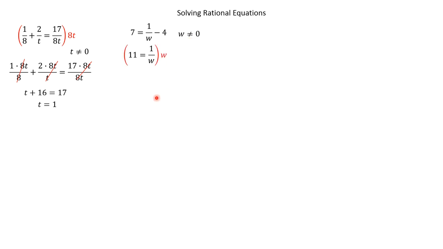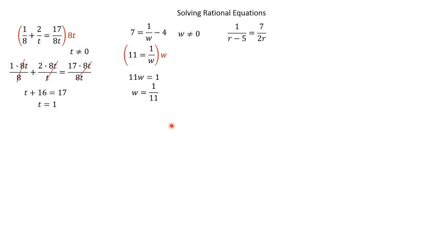Now we can multiply by w. We'll have 11 times w equals, here the w's will cancel, and it'll just be 1. Well, 11w equals 1. Let's divide by 11. W equals 1 over 11. Can w equal 1 over 11? Yes, because that doesn't equal 0. It's close to 0, but doesn't equal 0. So w equals 1 over 11.